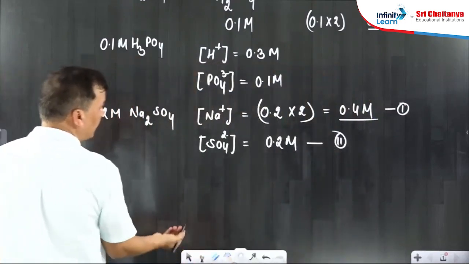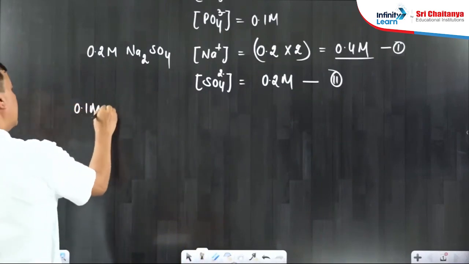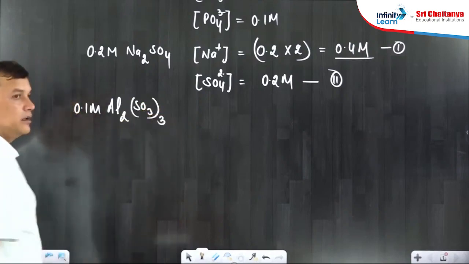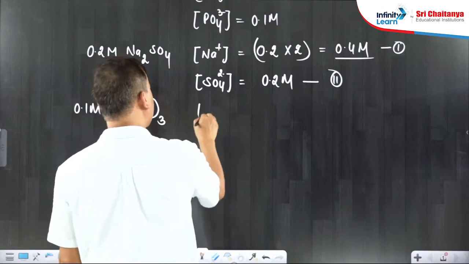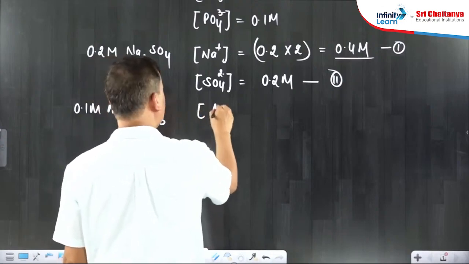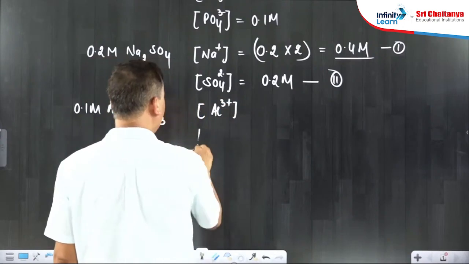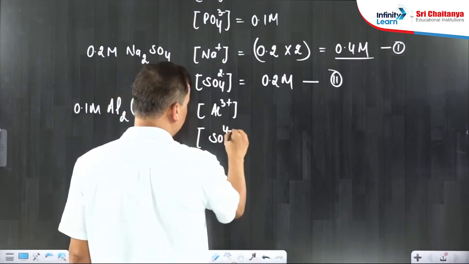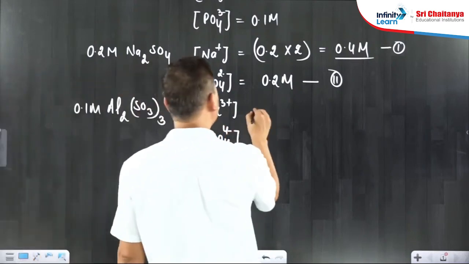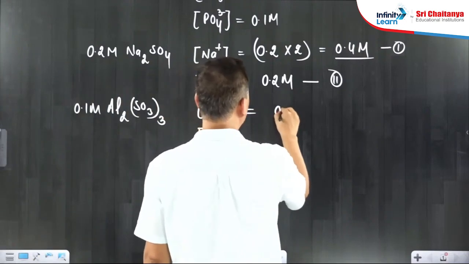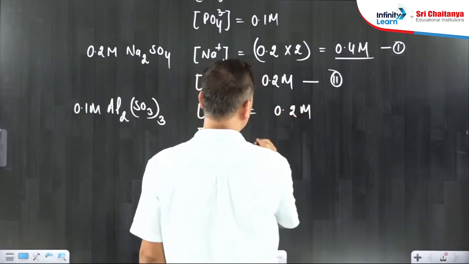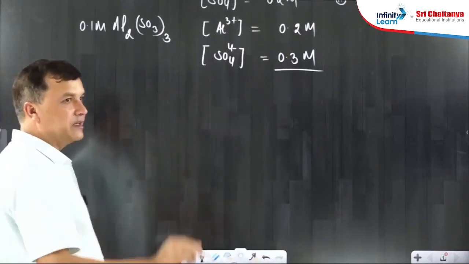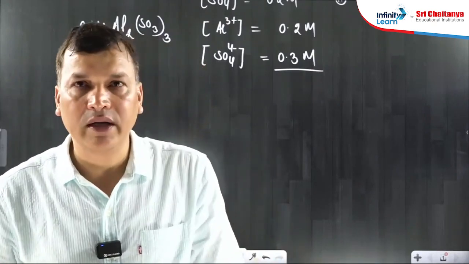In the same way, I am taking 0.1 molar aluminium sulfate, Al2(SO4)3. Please write the molar concentration in the chat box. Here is aluminium 3 positive, and what will be the molar concentration of SO4 2 negative? Please write. Dear student, this is 0.2 molar and this is 0.3 molar.